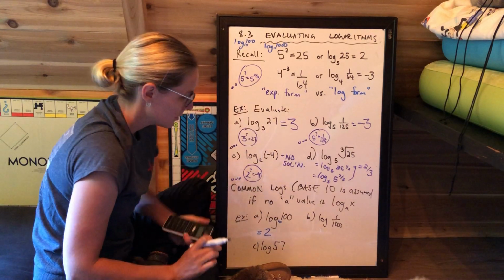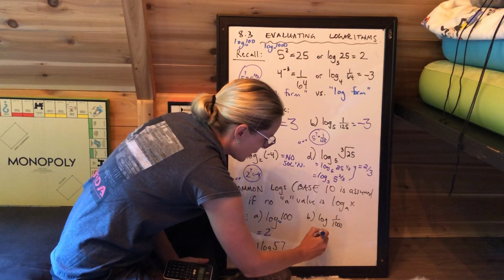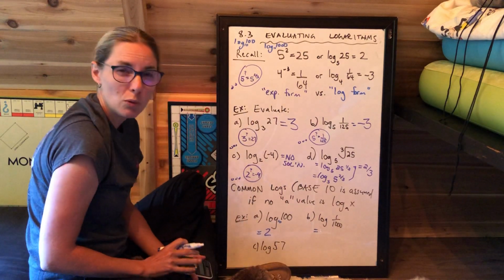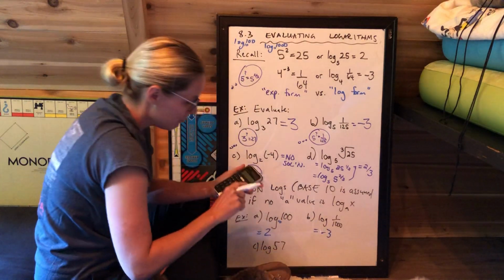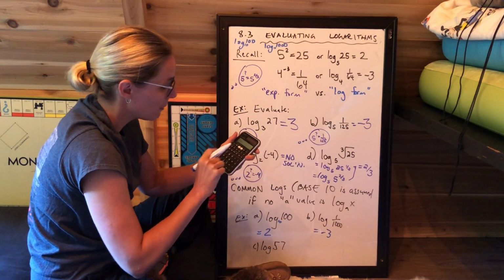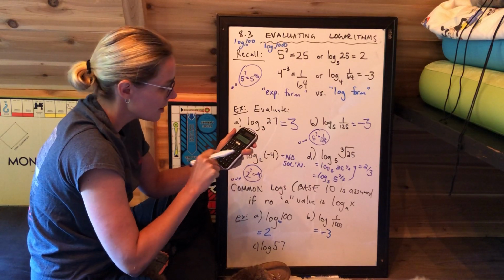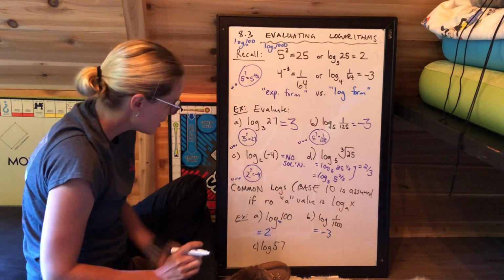2. Okay, again here I'm thinking 10 to what power gives me 1 over 1,000? Clearly a negative. But again, I can go second function log, put it in brackets, 1 divided by 1,000, -3. Okay, so it gives you the answer.